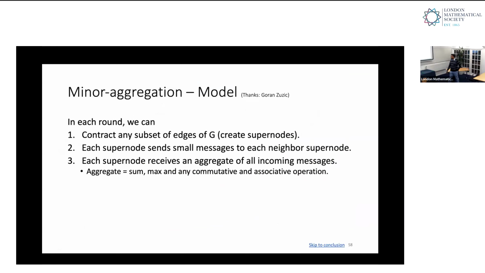What does it say? It says, here is the meta model. In each round, you can design an algorithm which works in this way. You have this algorithm running in rounds, and in each round you can do these 3 things. 1, you can contract any subset of edges to create supernodes. 2, each supernode can send small messages to its neighboring supernodes. And 3, once this message passing is completed, you can compute some sort of aggregate function on a supernode.